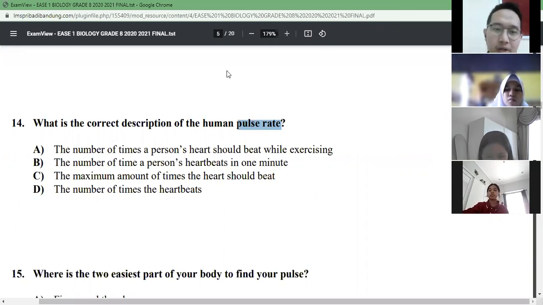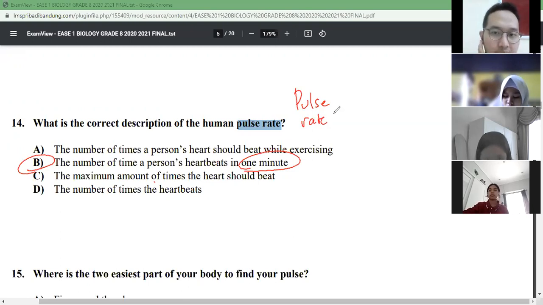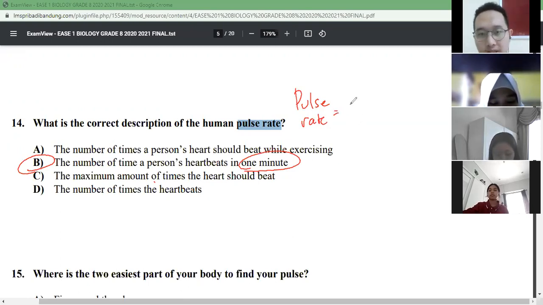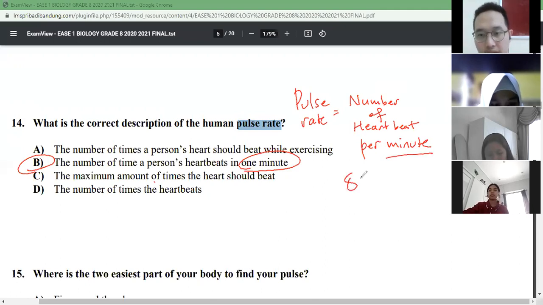We have done this one a bit. The pulse rate. I will tell you this one. Actually, the number of times a person's heart should beat while exercising. No, the number of a person's heart beats in 1 minute. So this is supposed to be the correct answer. So the pulse rate equals the number of heartbeats per minute.